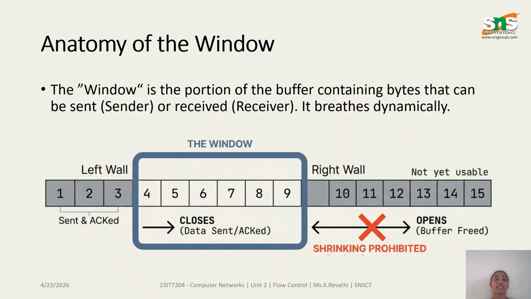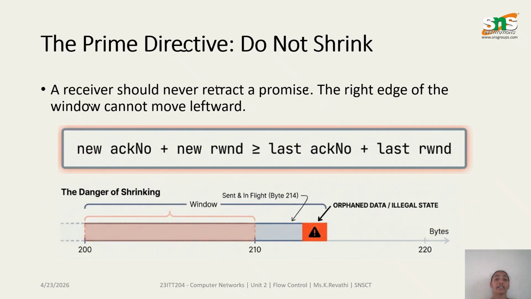Then the next important rule is do not shrink. There is a golden rule in TCP, do not shrink the window. This means once the receiver advertises a window size, it should not suddenly reduce it. Why? Because it can confuse the sender and it can also cause inconsistencies.